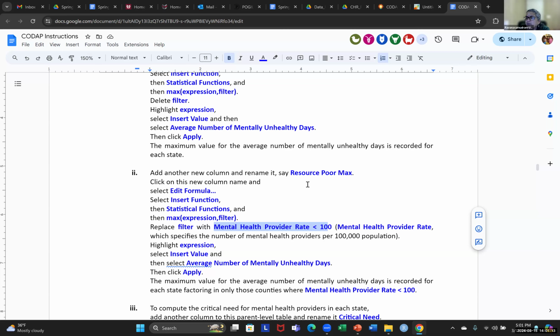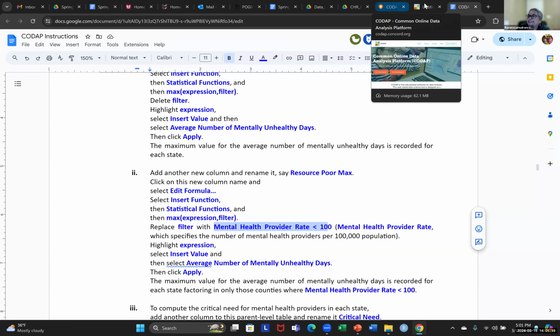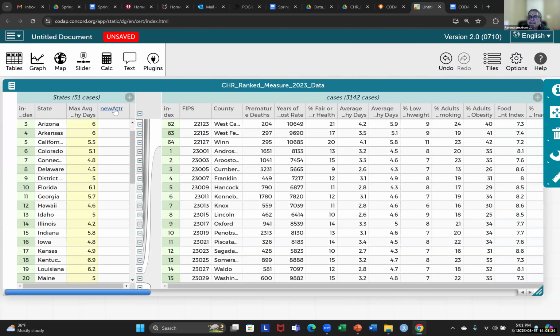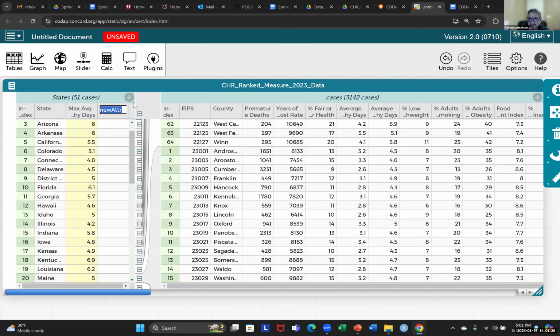So we are going to add a column and we will call it resource poor max. And I am bad at naming columns, so feel free to name it however you feel fit. Resource poor max. I was trying to keep the variable name small and at the same time meaningful. So I wanted to say it's the maximum of places with poor resources.